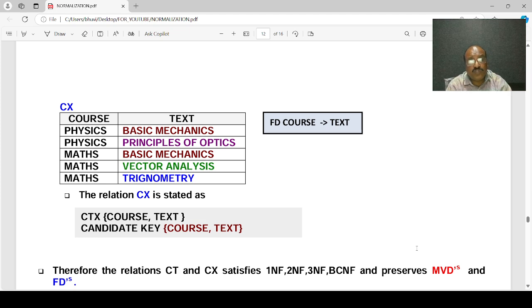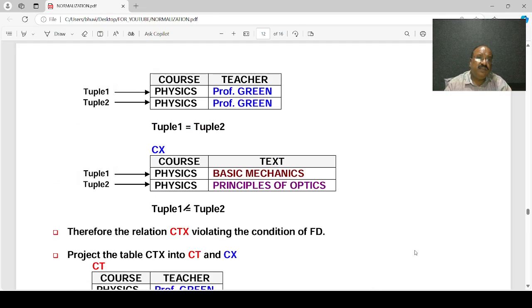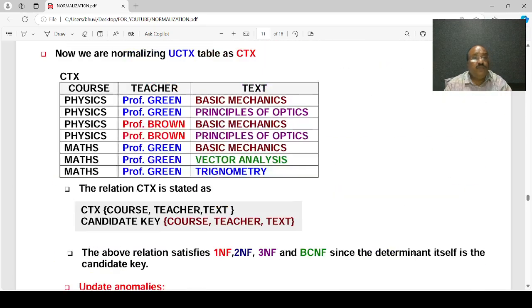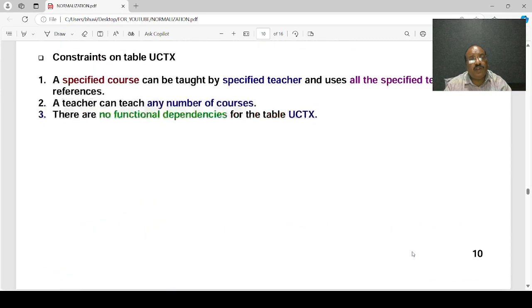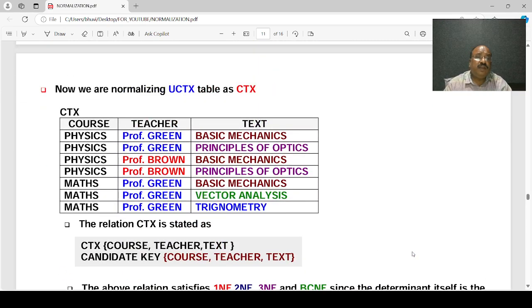So I am able to identify the candidate key from CX. The determinant is course, text. The candidate key is course, text. So I can say that CX ensures BCNF. But functional dependencies are not possible for both relations CX and CT. Even though our project manager asked us to find the functional dependencies, I am unable to find them, but I am able to identify the multi-value dependencies.